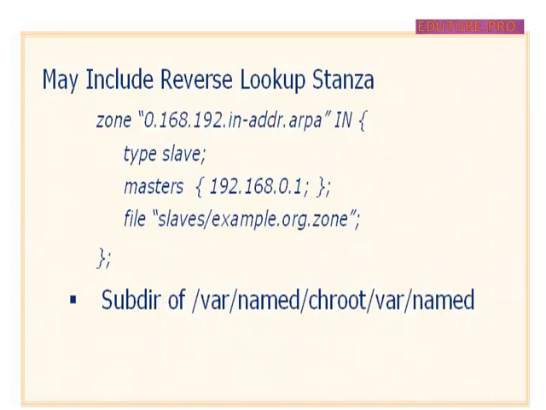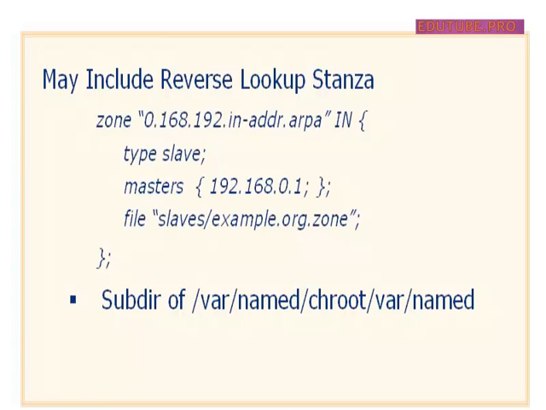If you choose to include a reverse lookup stanza, it could look something like this. This format, the 0.168.192.in-addr.arpa, corresponds to a 192.168.0.0 network. And that also assumes you have a master DNS server configured on the system with IP address 192.168.0.1.